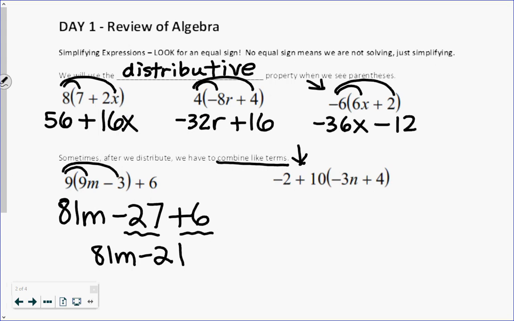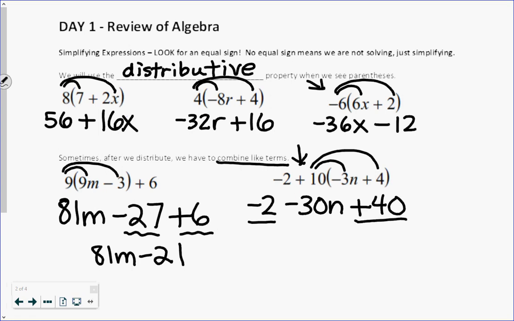Now, if we distribute the 10 to both terms, we'll have negative 2. 10 times negative 3n is negative 30n. 10 times 4 is 40. And here we have two numbers, a negative 2 and a positive 40. That can be combined. So we'll have negative 30n plus 38.